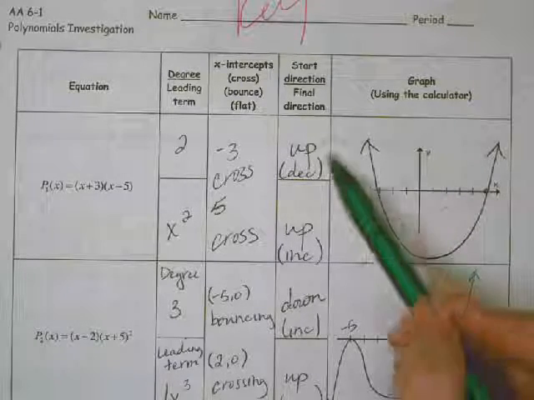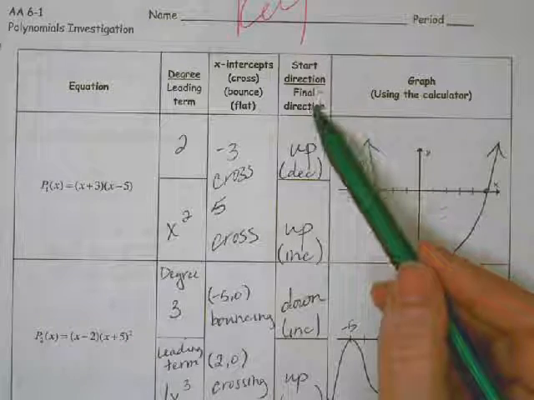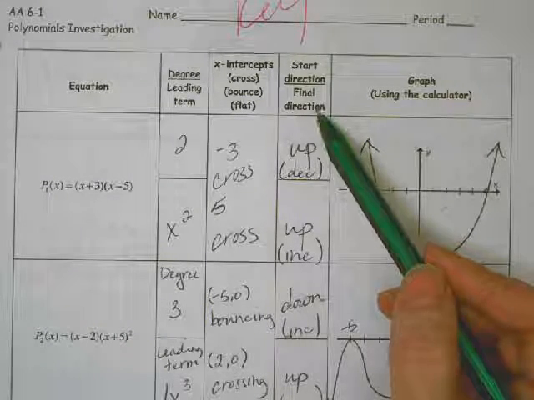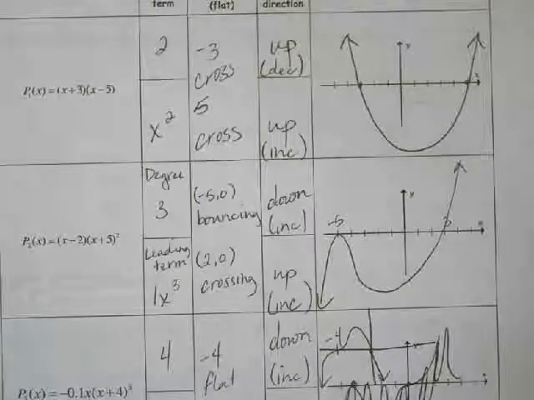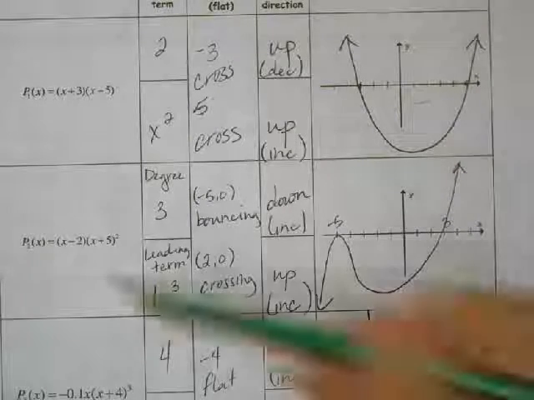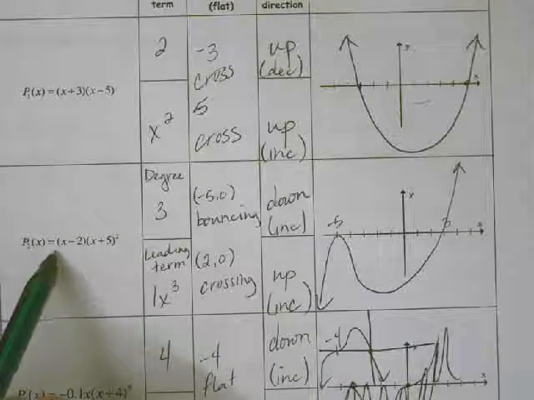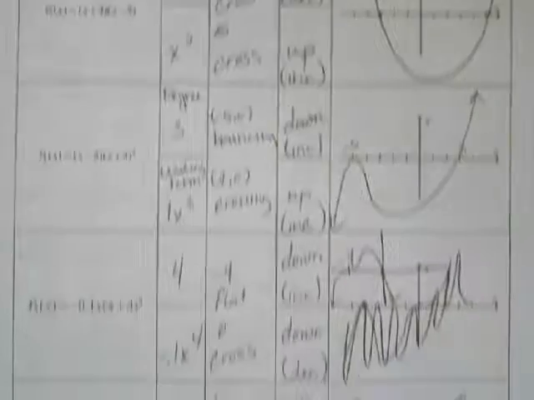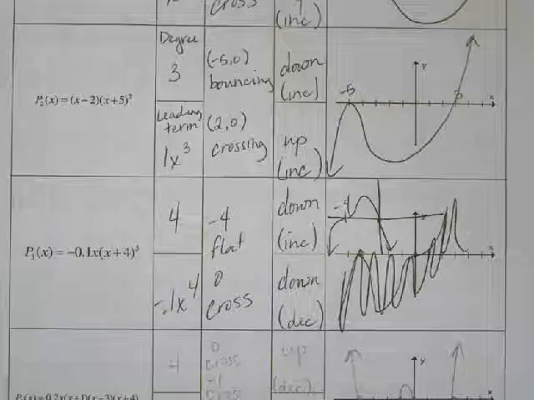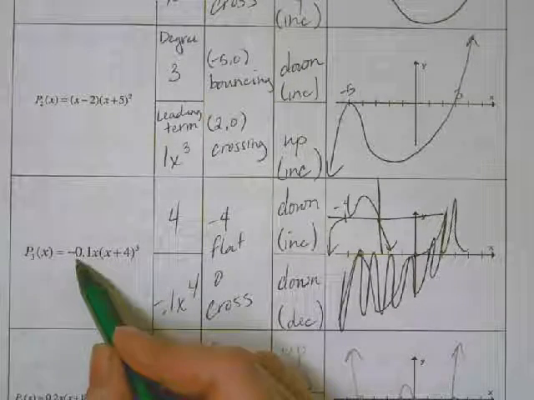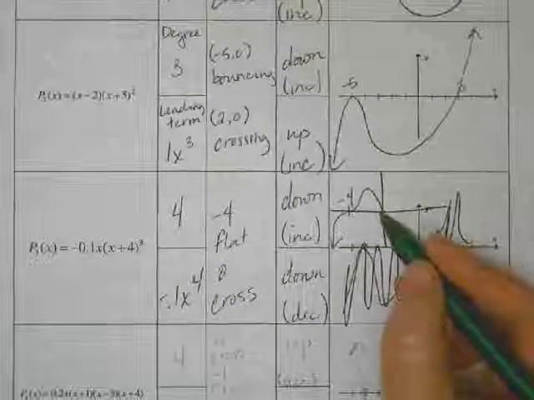We also are looking at starting and final direction with a big focus on final direction. So there's a few trends we realized there. Both of these first two have a final direction that is going up, and that is because our leading term is positive. Where we had a leading term that's negative, and I apologize for the messiness of this, we ended up in a down direction.